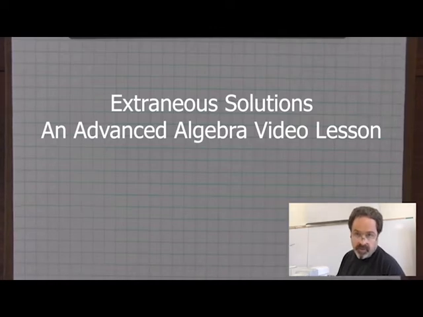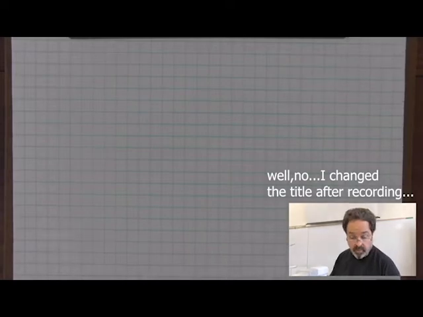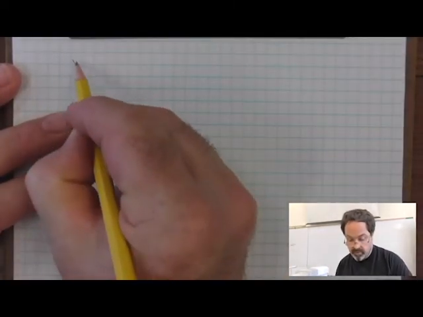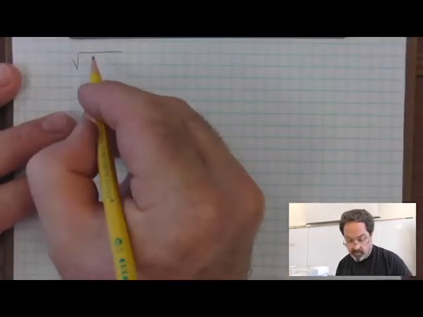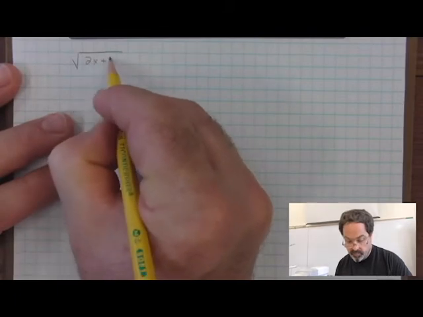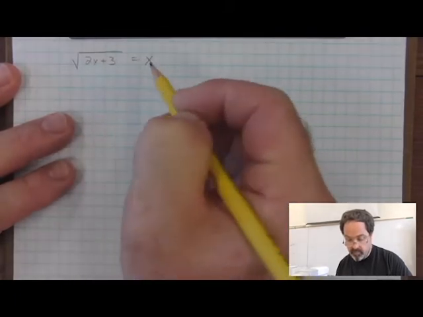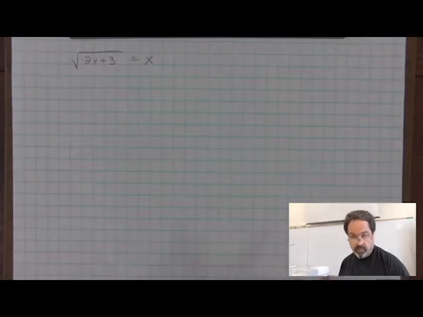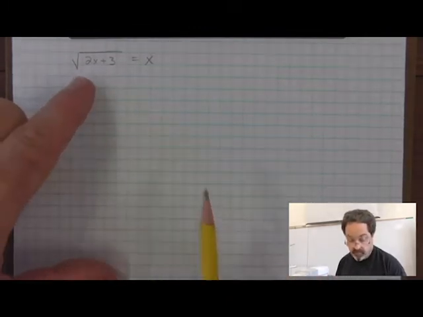VLSos here. This is a video lesson on solutions on a graph. I'm not going to use a graph immediately. I'm going to take a look at this equation: the square root of 2x plus 3 is equal to x. I'm going to use the algebraic process to solve for x.